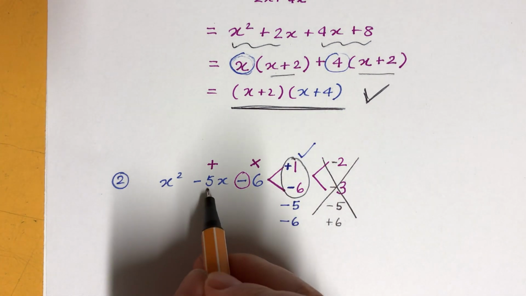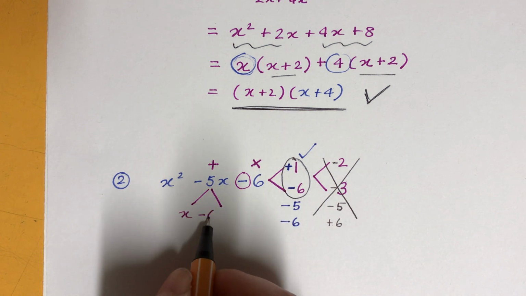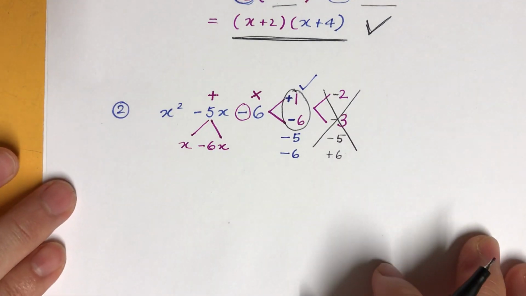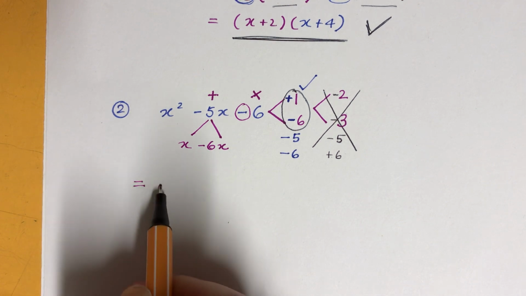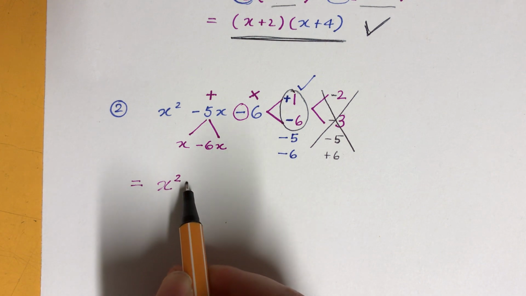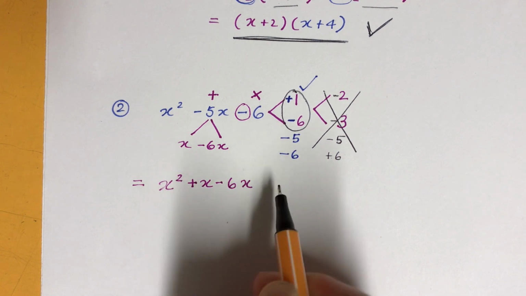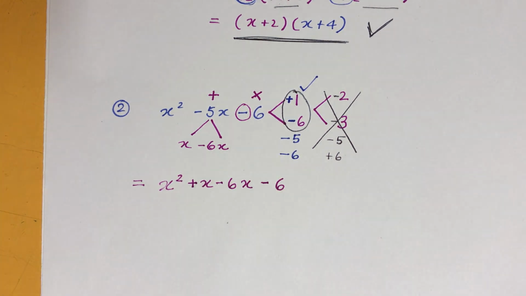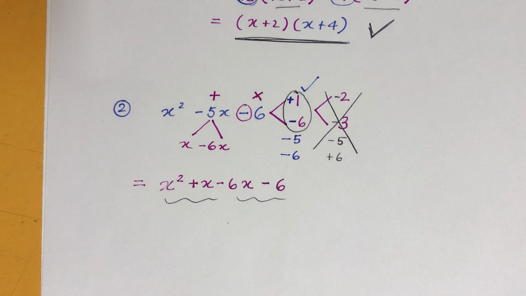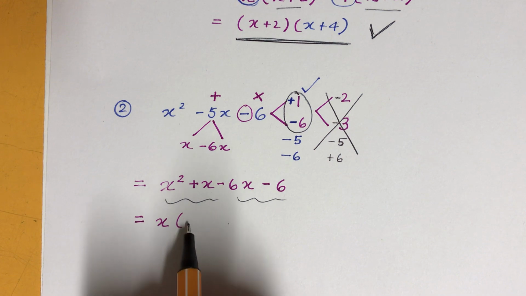I'm going to split the middle term with these two factors: x minus 6x will give me minus 5x. So I'm going to rewrite this as x squared plus x minus 6x minus 6. Okay, and I'm going to factorize in groups. What's my common factor here? x. So I'm going to take x out.